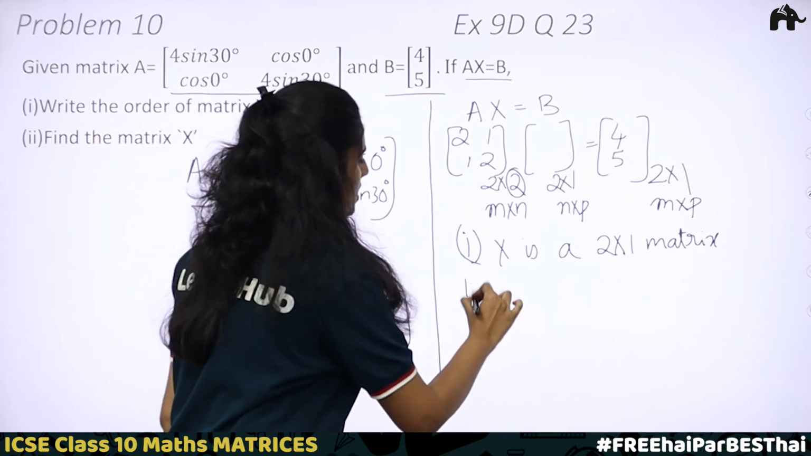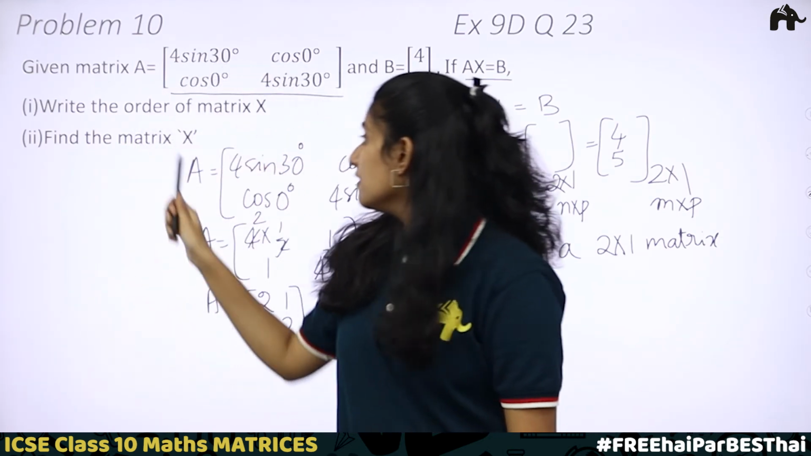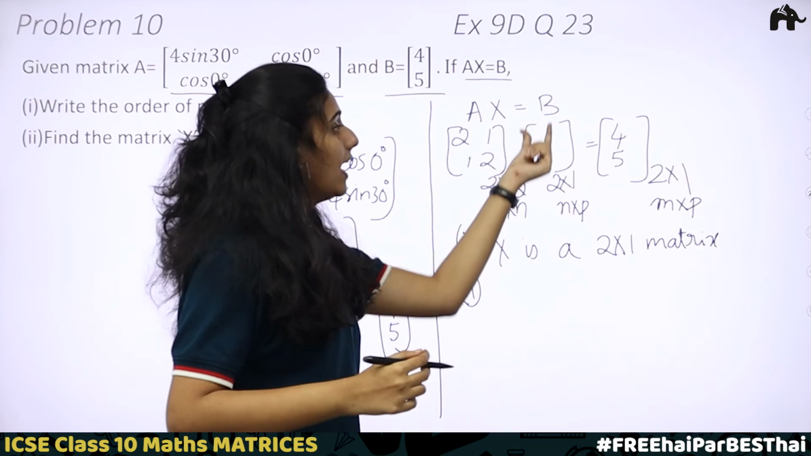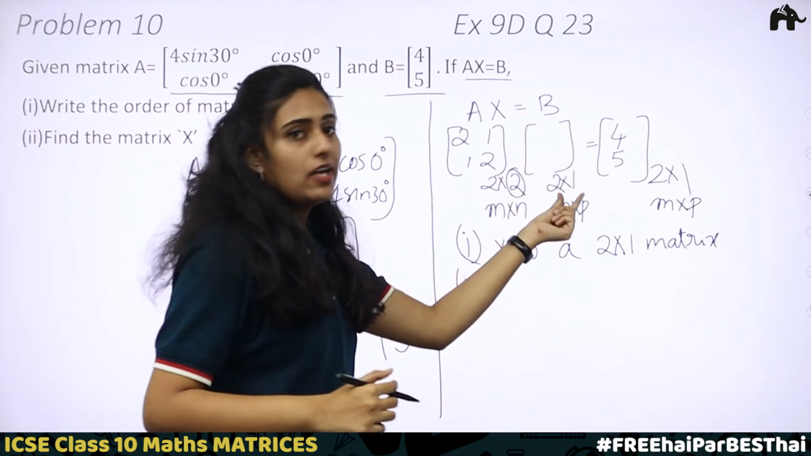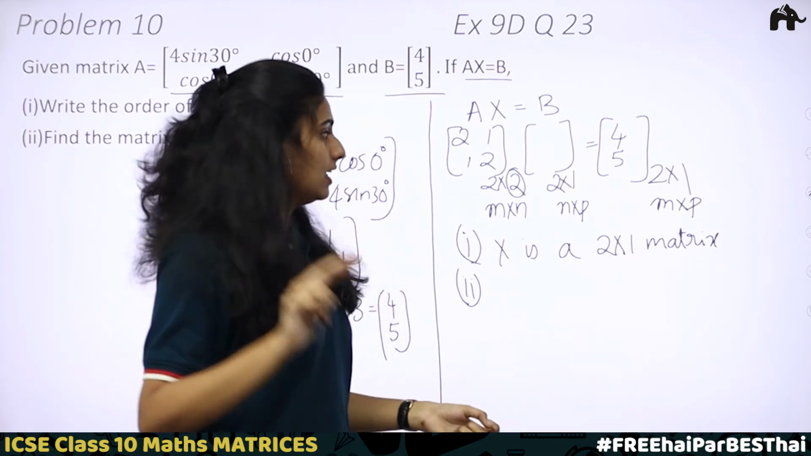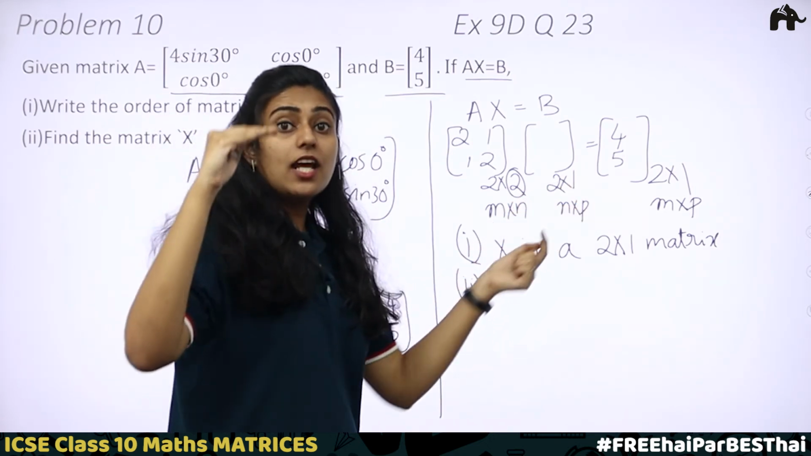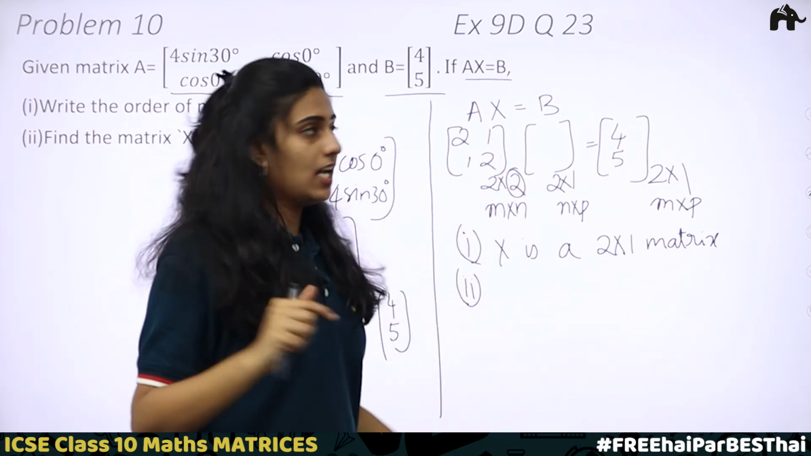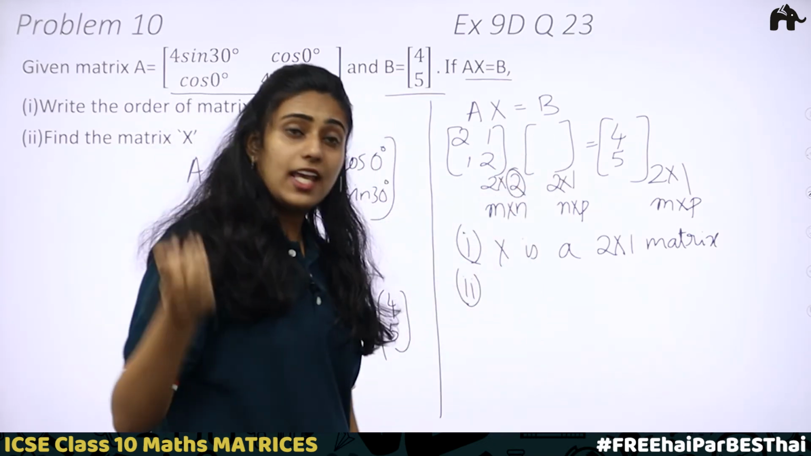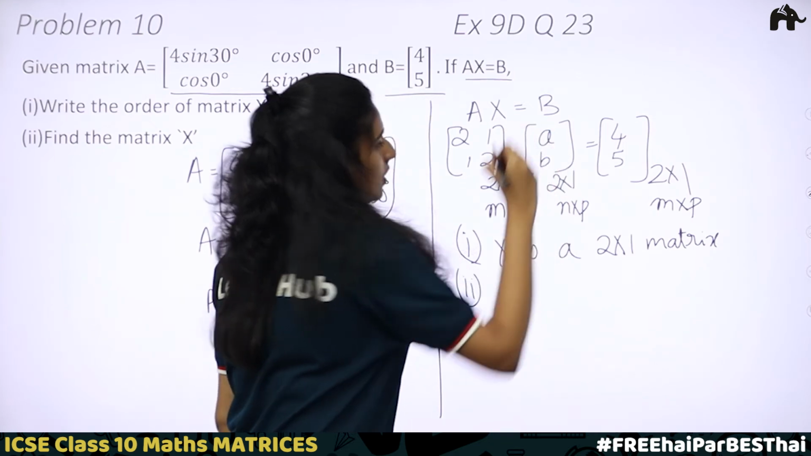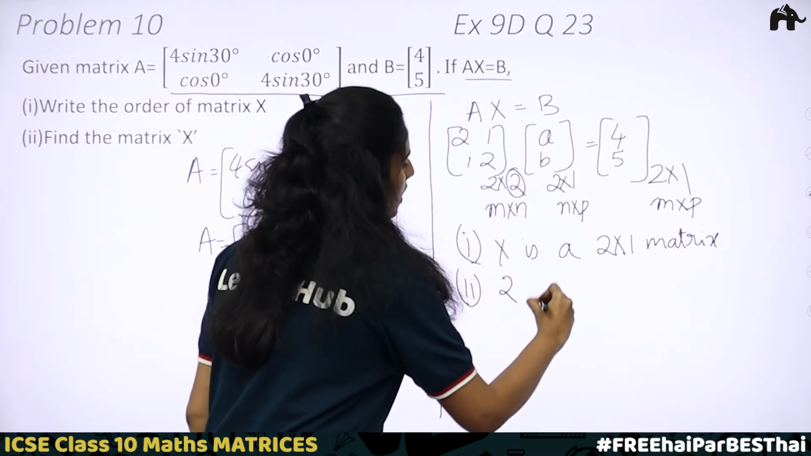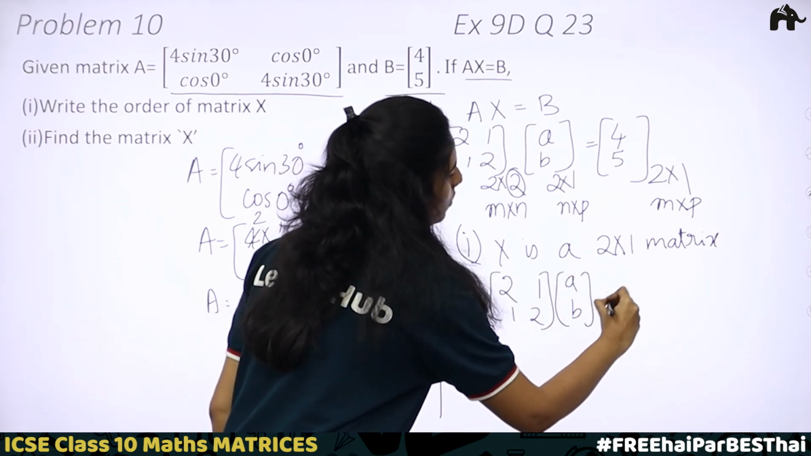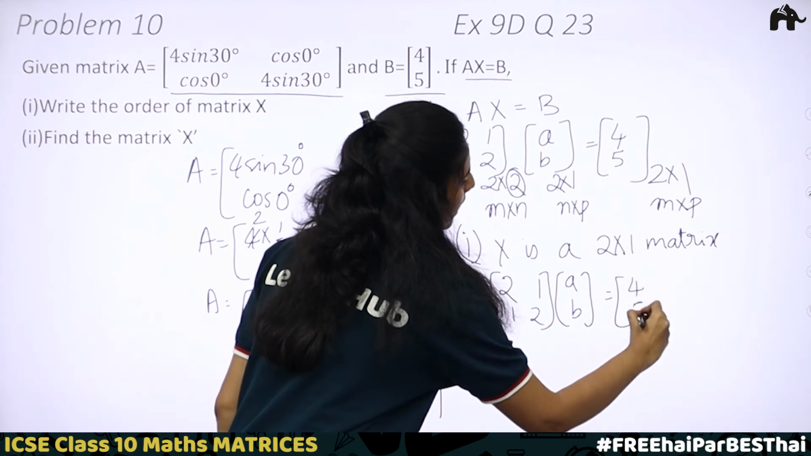Now the second question. Find the matrix X. Let us take some values for the elements of X. In a 2 by 1 matrix, there will be only 2 elements: 2 rows and 1 column. In the first row there will be 1 element, and in the second row there will be 1 element. Let us name them as X, Y or a, b. Here I am taking a, b. Therefore, matrix [2, 1; 1, 2] into [a; b] is equal to [4; 5].